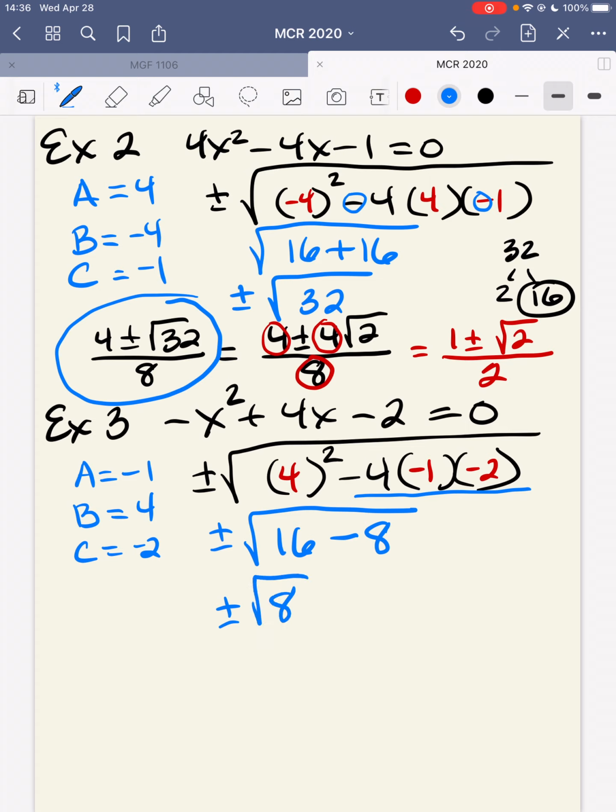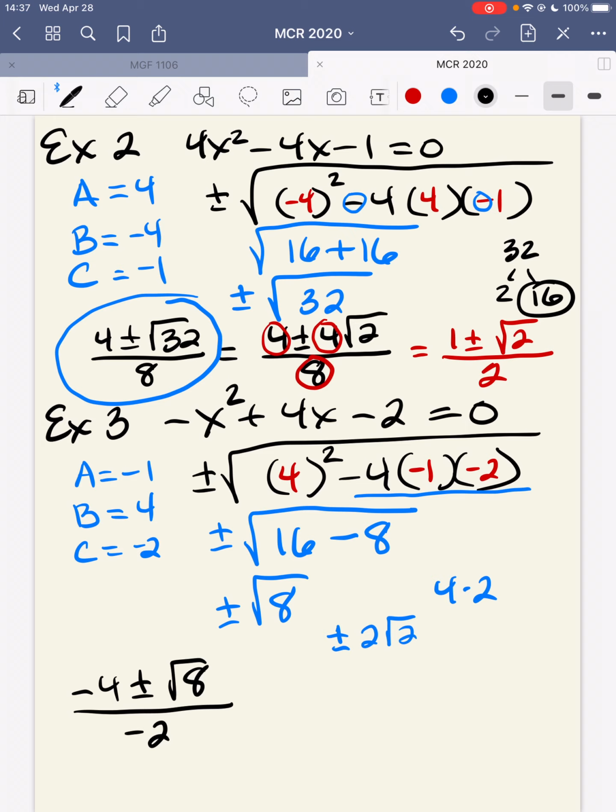And again, this is not a perfect square. This one's a little bit easier than 32 to break down though, because it's 4 times 2. And 4 is a perfect square. So this will be plus or minus 2 square roots of 2. But again, if you can get me to the main piece, which is opposite of B, so -4 plus or minus square root of 8 over 2 times A, so -2.